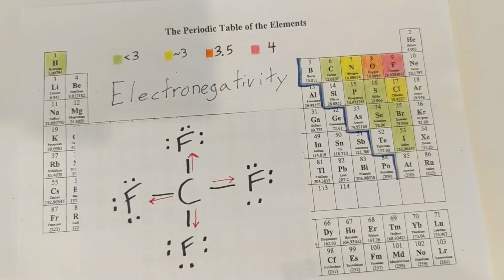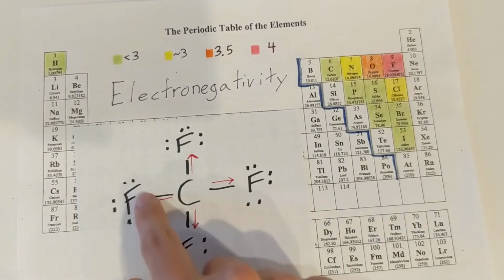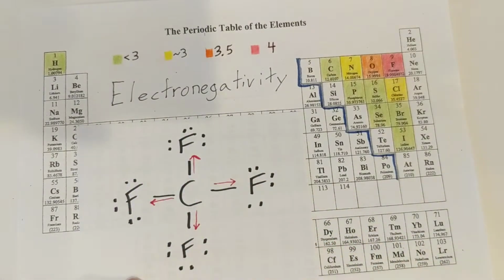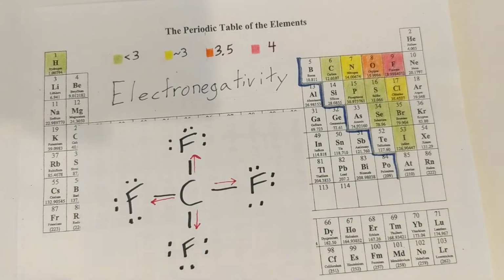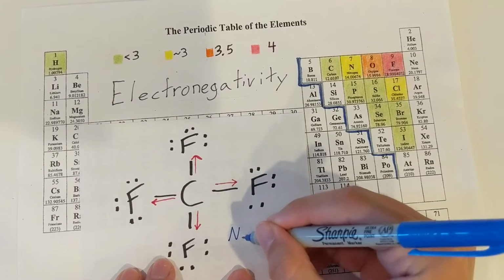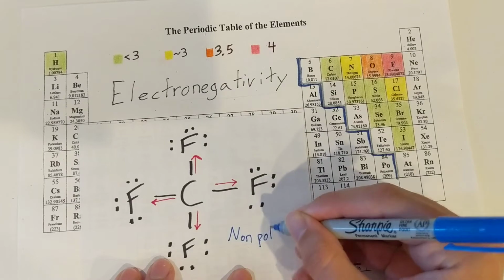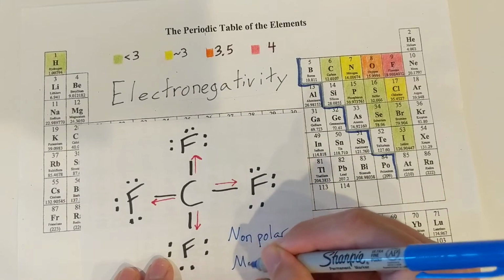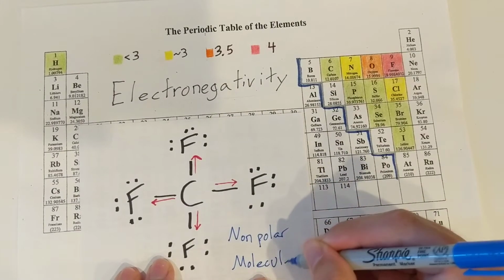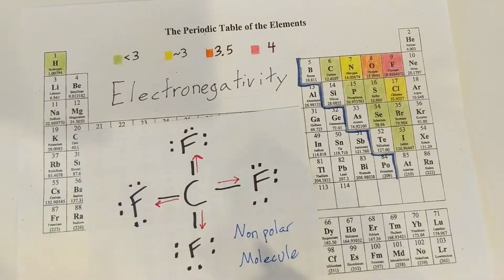In this case, you can see that they're all getting pulled in opposite directions equally. So if you add them all up, they cancel each other out. And even though we got 4 polar bonds here, this is going to be a non-polar molecule, because all of these poles are canceling out.